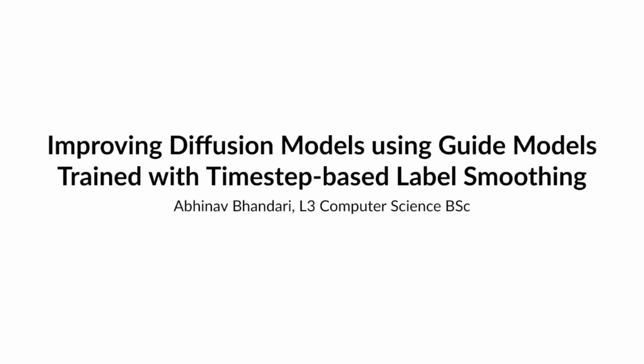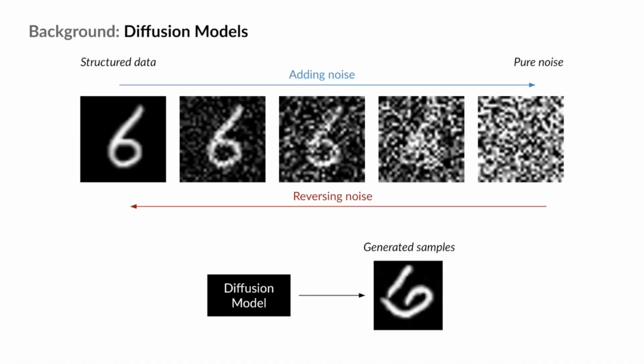Hi everyone, today I'm going to be talking about my Level 3 thesis, Improving Diffusion Models using Guide Models Trained with Timestep-based Label Smoothing. Diffusion models have recently emerged as a powerful and expressive generative modeling technique, and they are currently the state-of-the-art in tasks across a wide range of domains, including image, video, and audio synthesis.